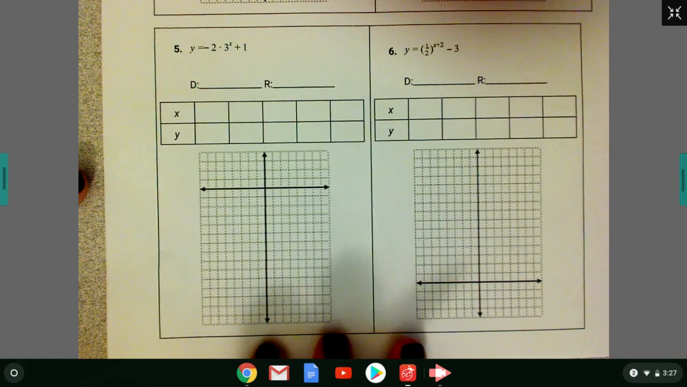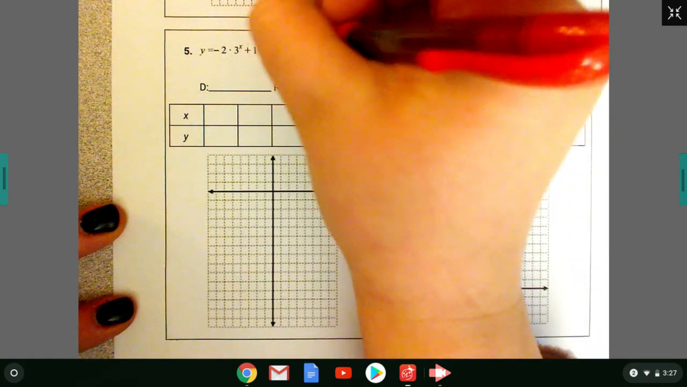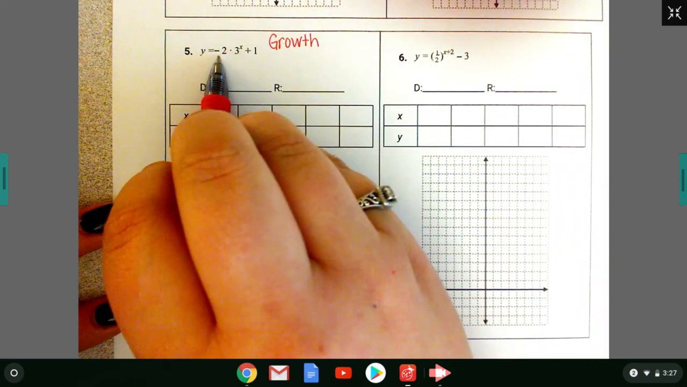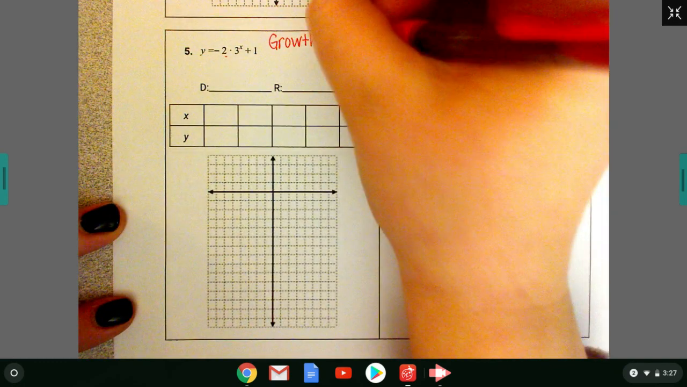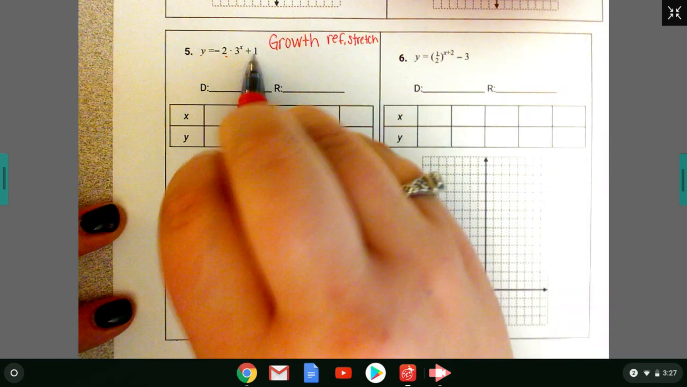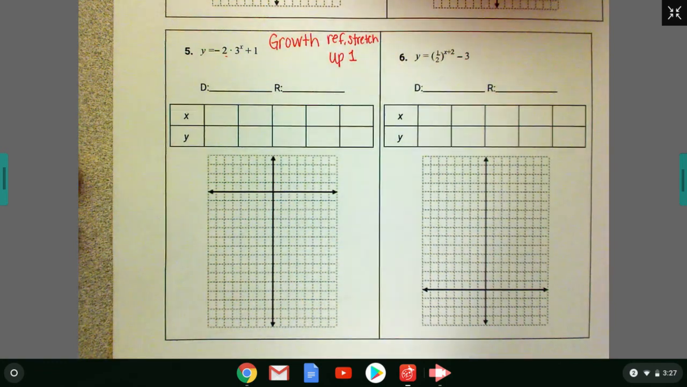Let's look at the last two. We've got a couple things happening in each of these. Our first one is a growth function, and it's got a couple things happening to the y. First off, it's going to be reflected and stretched, and then the +1 is going to move it up 1. So let's check these out. Everything's happening to the y, mind you.